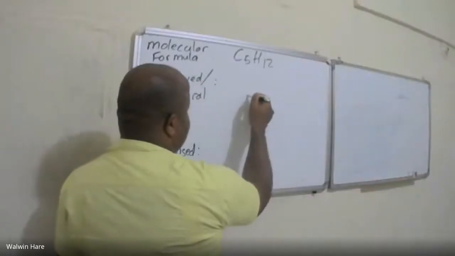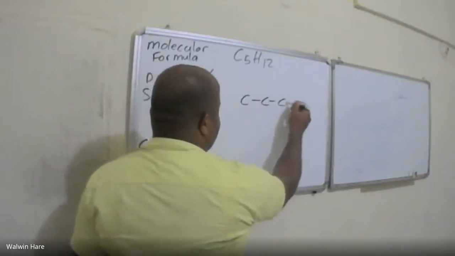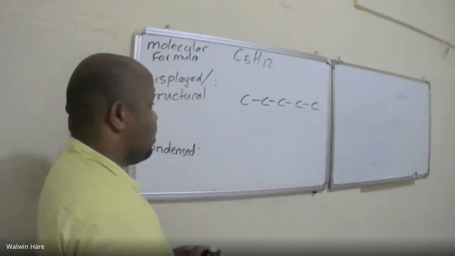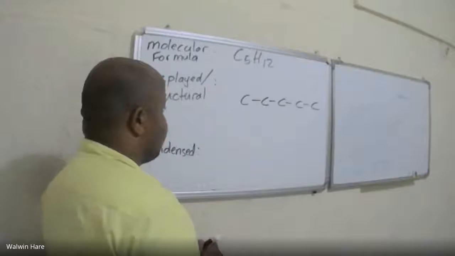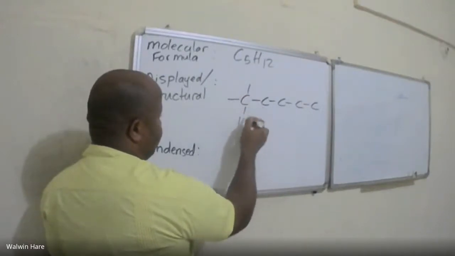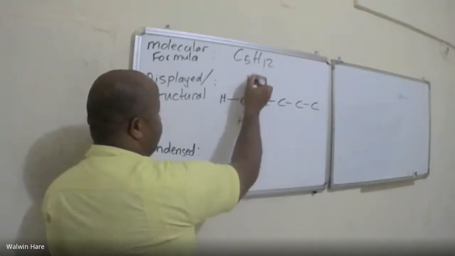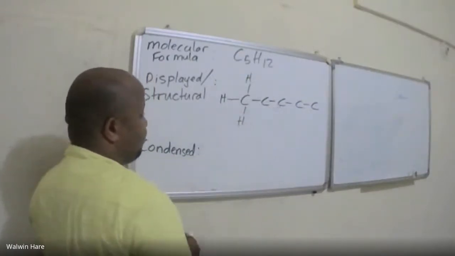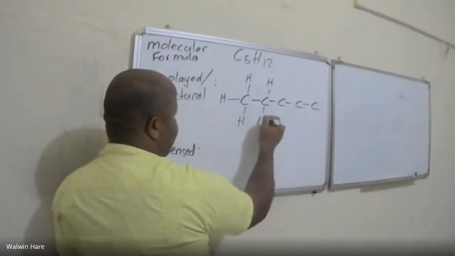You're going to have 5 carbons. All right. 1, 2, 3, 4, 5 carbons, yes. And what should I do next? Sir, for the first carbon, we need 3 hydrogens. All right, so let's put on the bonds first. So 3 hydrogens on this one. On top of this one, 2 hydrogens. All right, 1 above, 1 below.